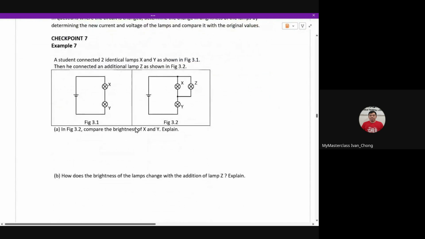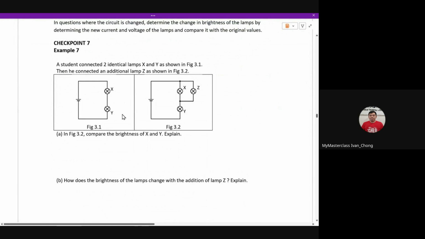So for example, if you see this diagram, this is one of the harder questions, but they do test this quite commonly. So you can see over here, I have two identical light bulbs, X and Y, and you then attach Z parallel to X only. In figure 3.2, which is the one on the right, compare the brightness between X and Y. Whenever we say compare the brightness, the first thing you want to ask yourself is, what is the current of X? What is the current of Y?